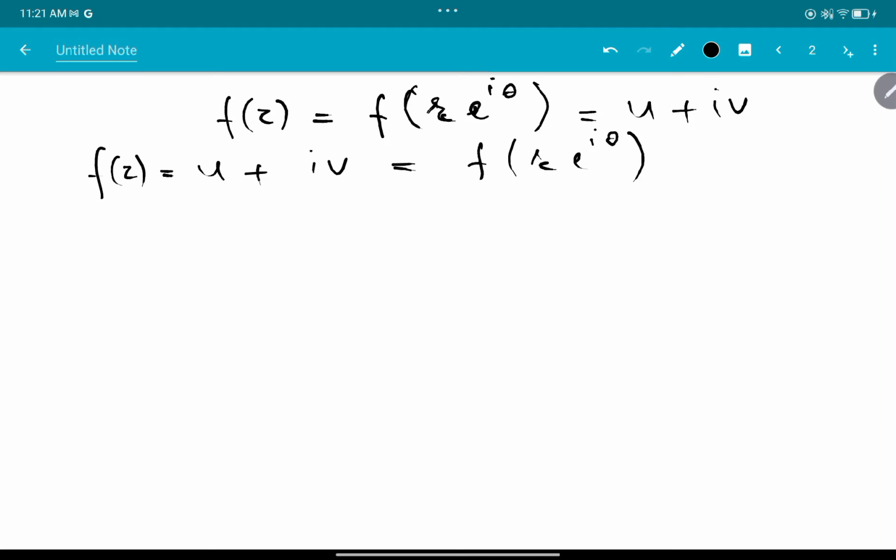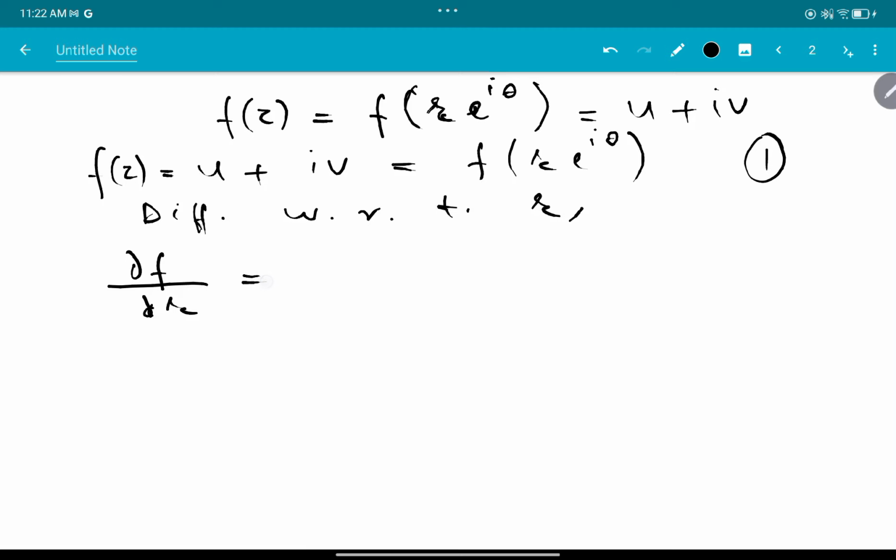Having said that, let's now move ahead and take its derivative. Let me first differentiate it with respect to r. Differentiating 1 with respect to r, I will have del f by del r. It is a partial derivative because f depends on both r and theta.